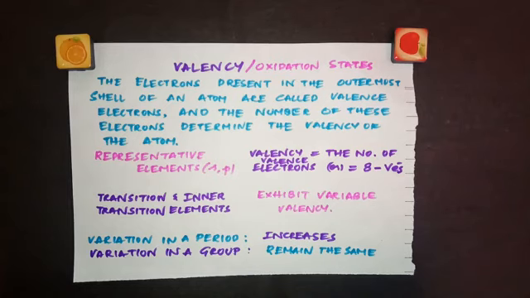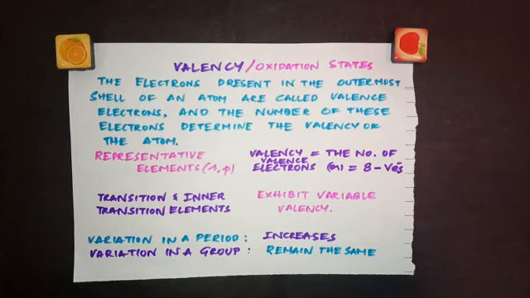When you go down the group, the number of valence electrons remain the same. So all the elements in a group exhibit the same valency. For example, if you take group 1, what elements are present there? Alkali metals. And from lithium to francium, all these elements of group 1 have valency 1, because all these elements have 1 electron in their valence shell.